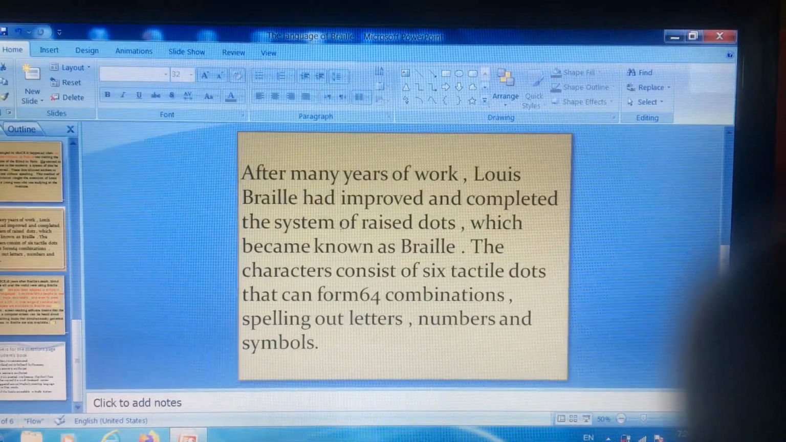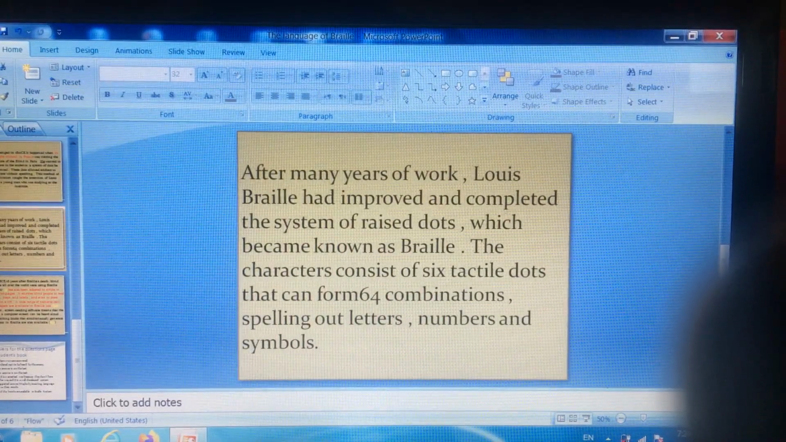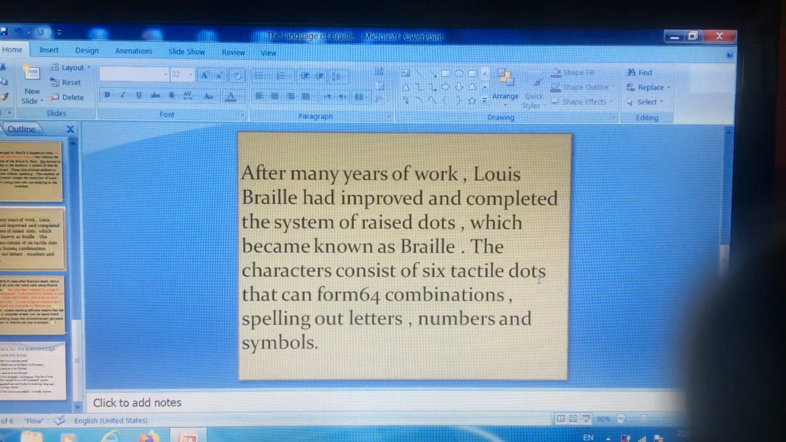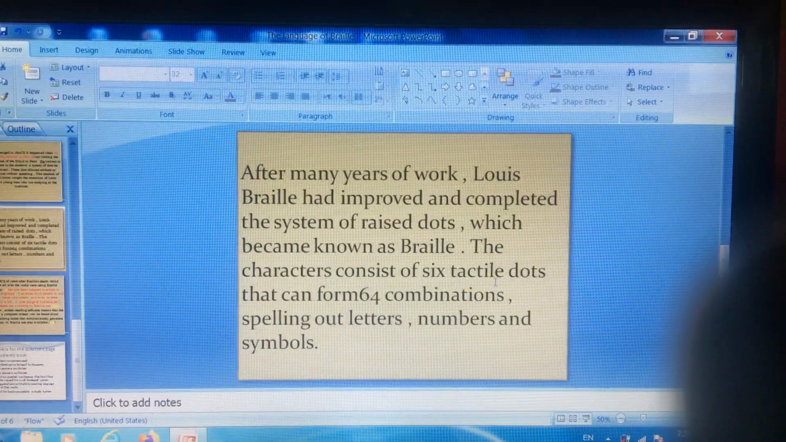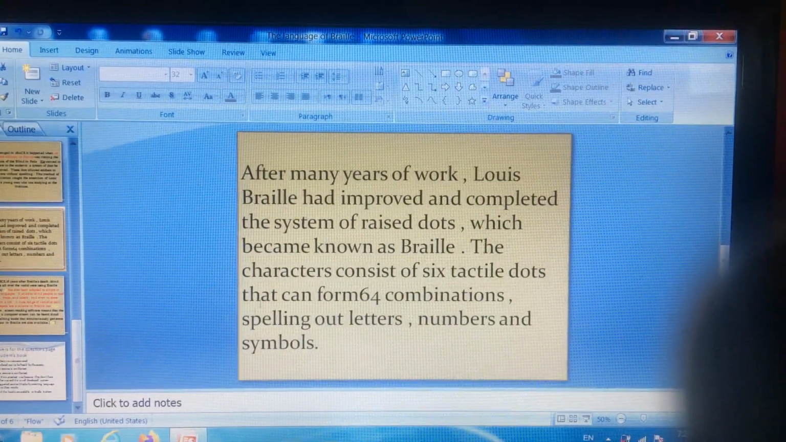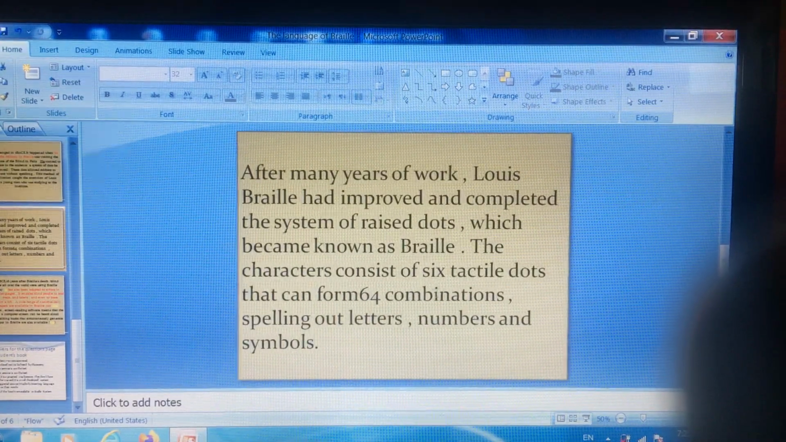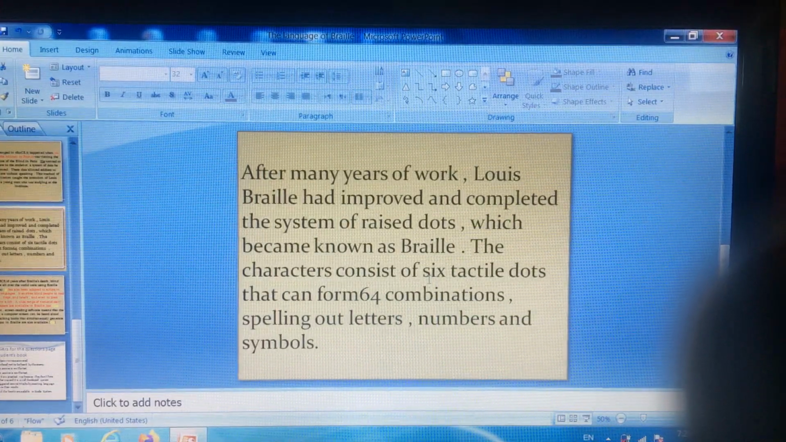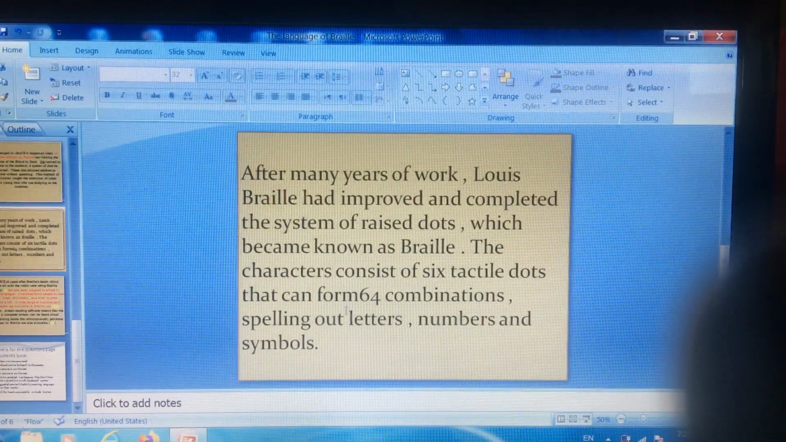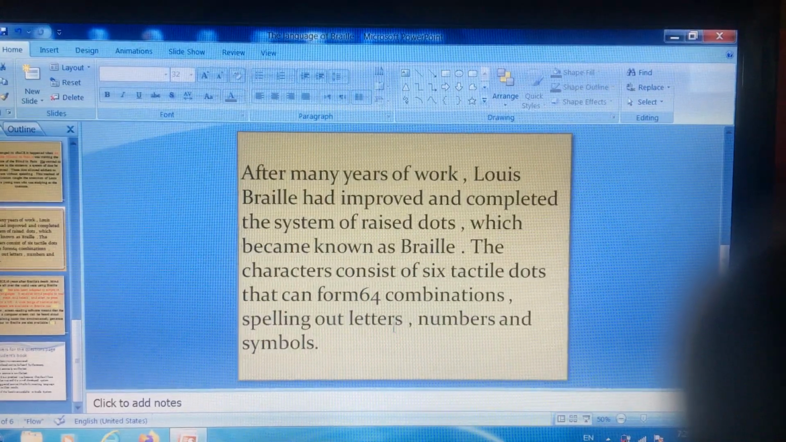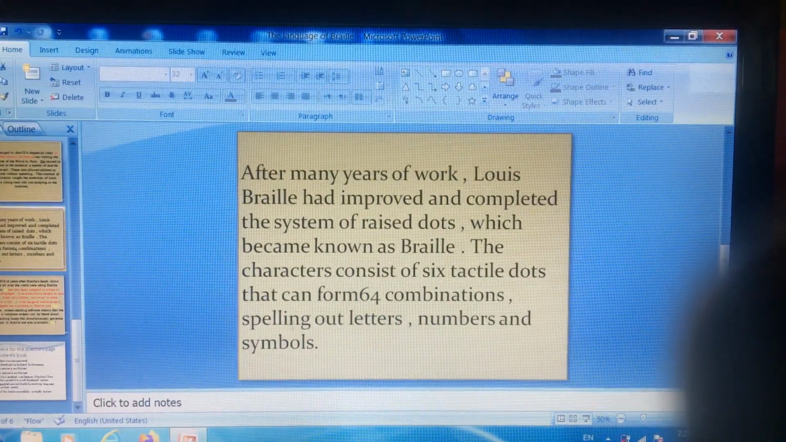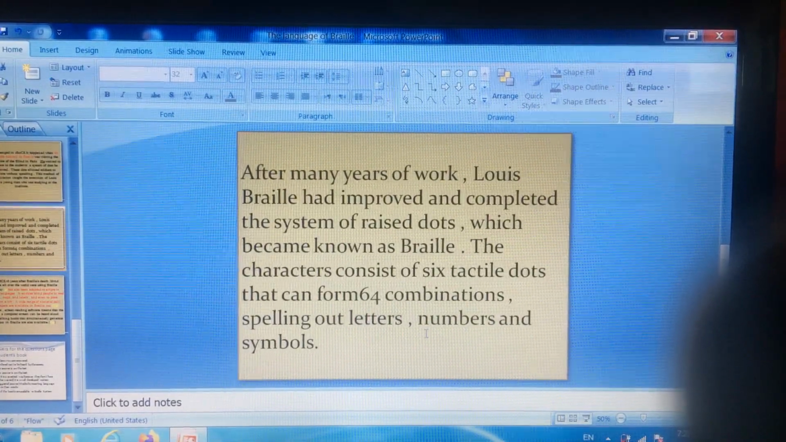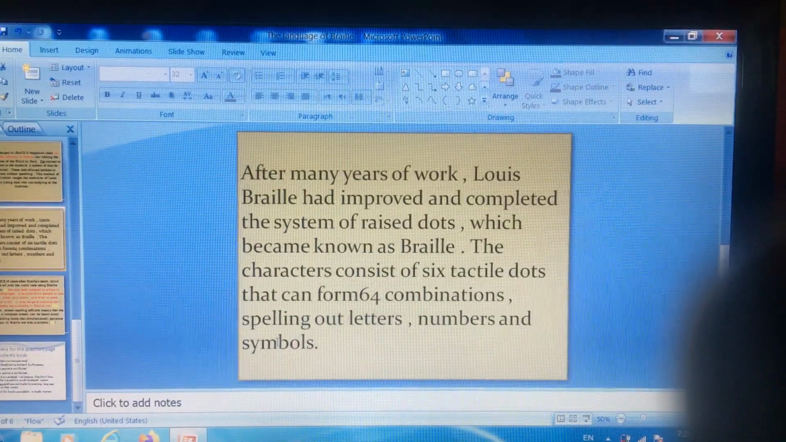The characters consist of 6 tactile dots، 6 نقاط بارزة ملموسة. Tactile means that can form 64 combinations وتشكل 64 تركيبة من هذه النقاط البارزة, spelling out letters, numbers and symbols. إذا بتشكل عنا spelling out letters, numbers أرقام وحروف ورموز أيضا.